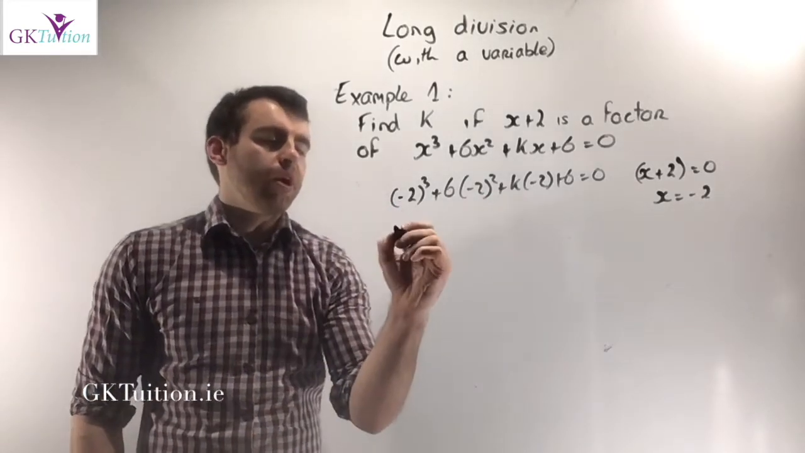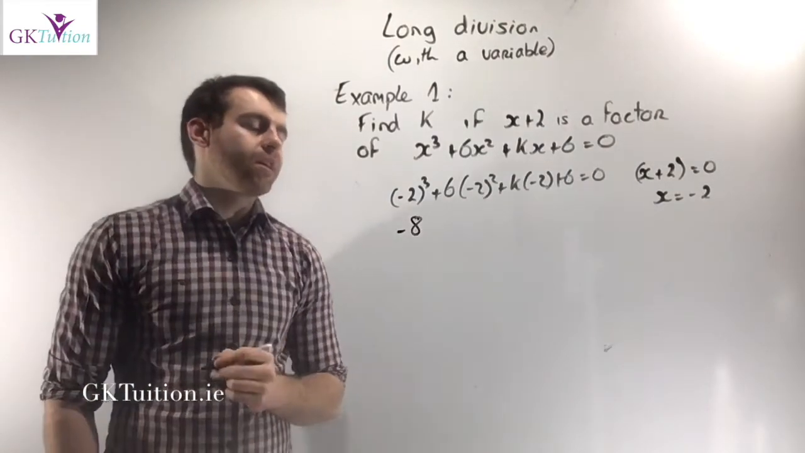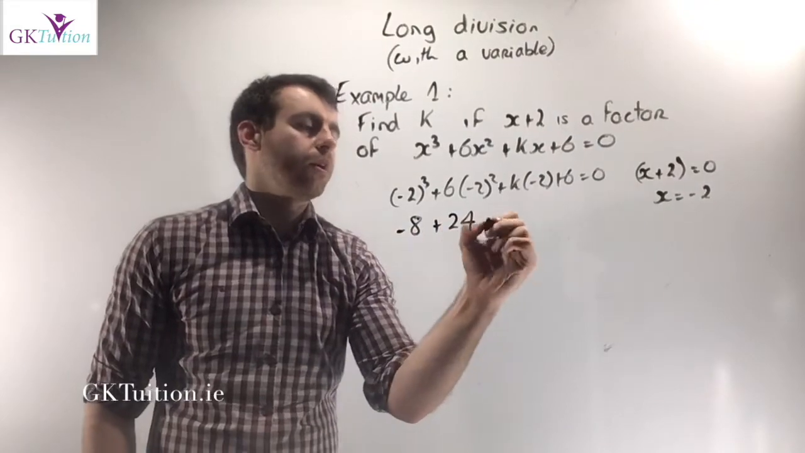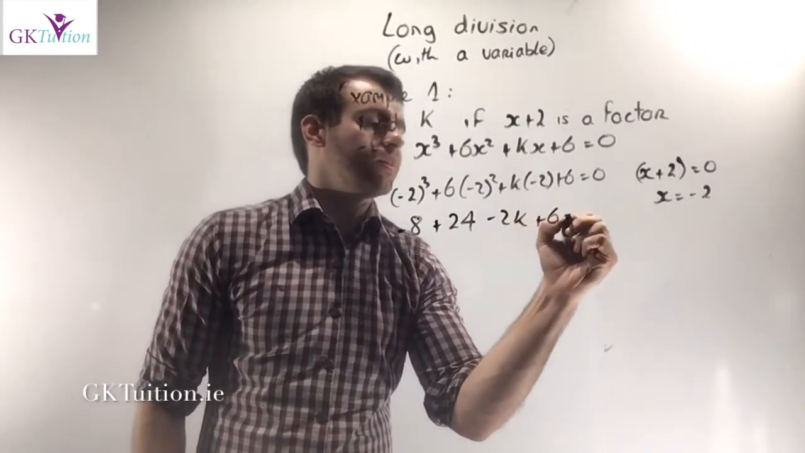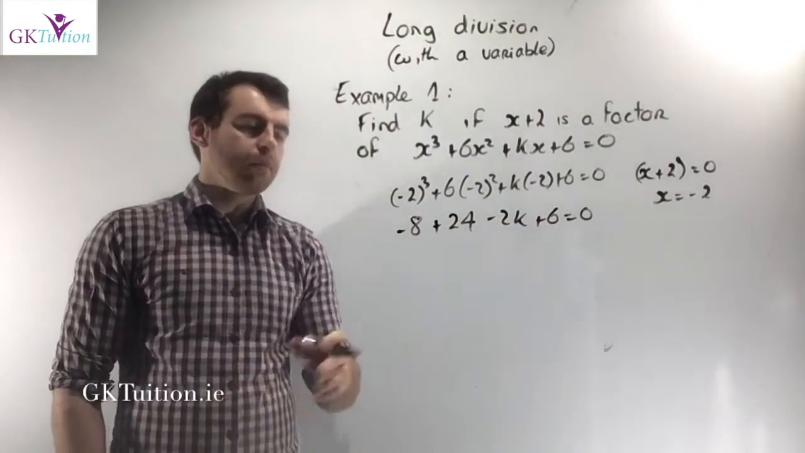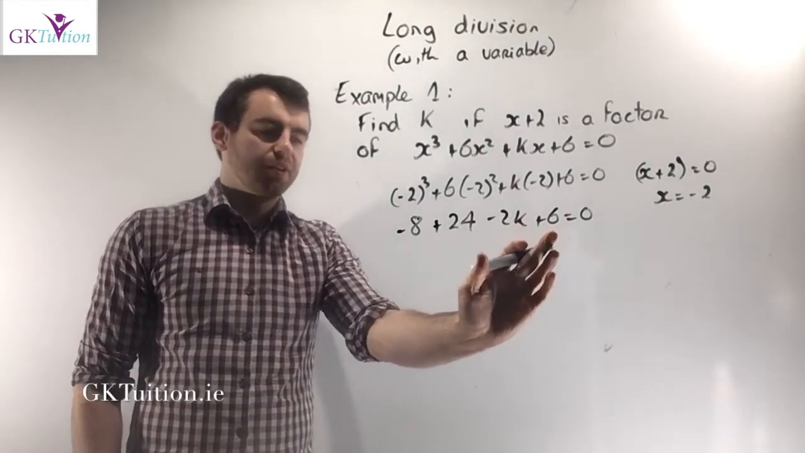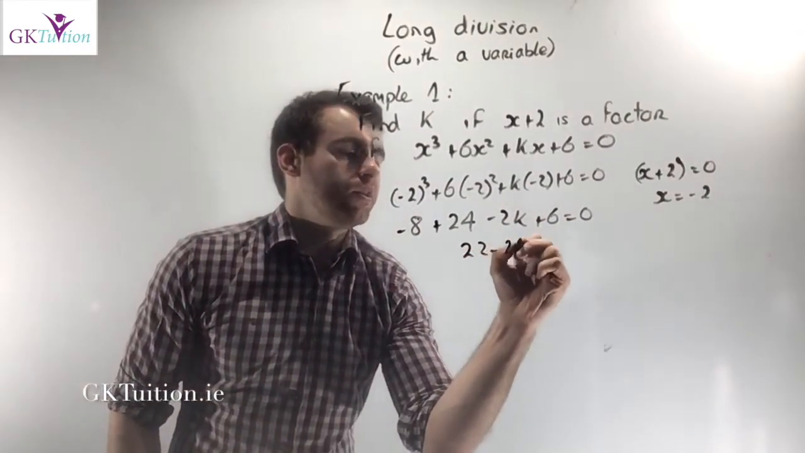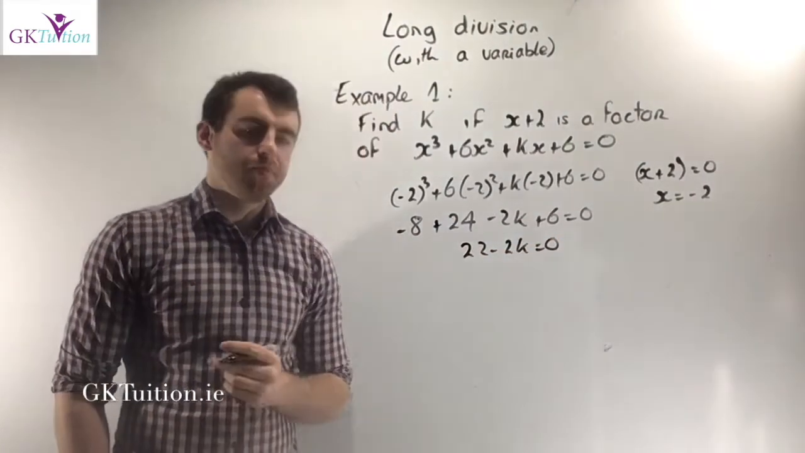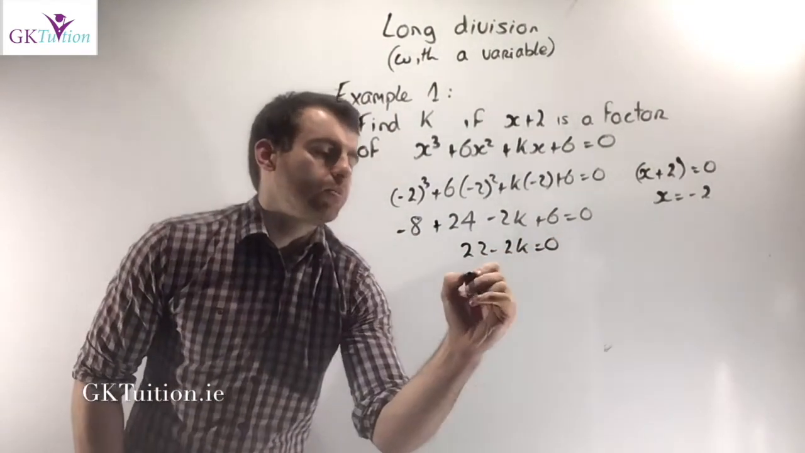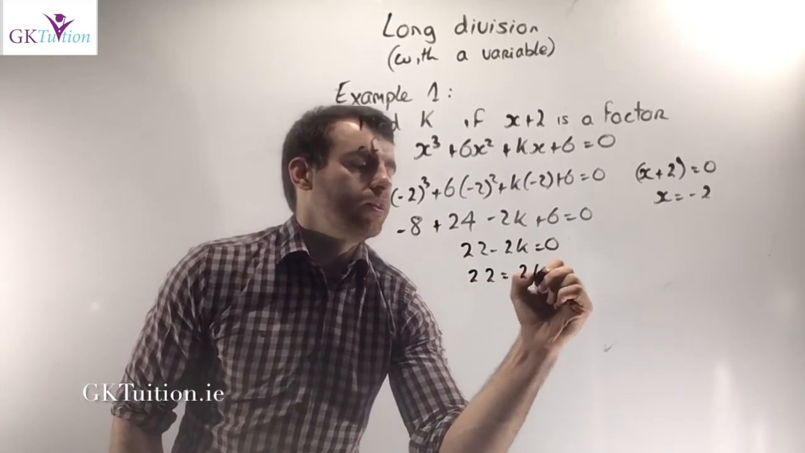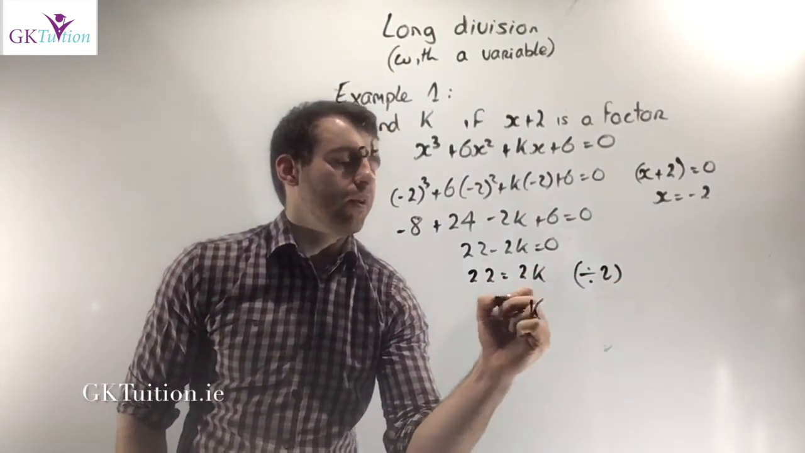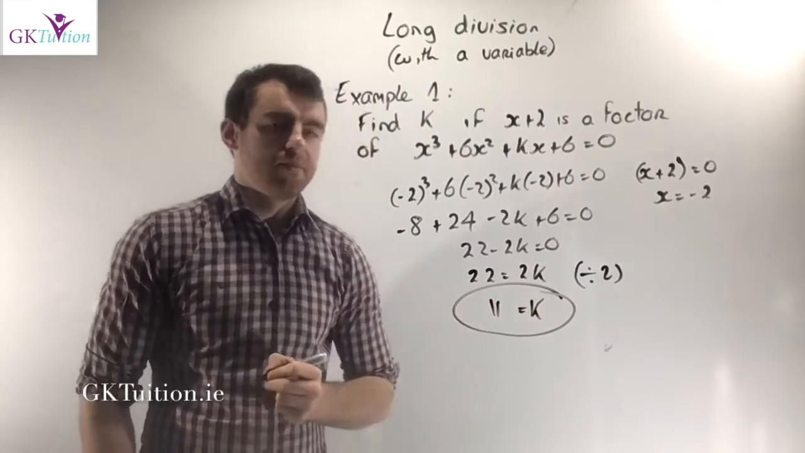Minus by minus by minus gives me minus, so I get minus 8. Here there's two minuses, so it's going to be plus 24 minus 2k plus 6 equals 0. 24 and 6 is 30, minus 8 gives me 22. So I have 22 minus 2k equals 0. If I add 2k to both sides, I would get 22 equals 2k. And I could then divide both sides by 2 and get my value for k as 11.